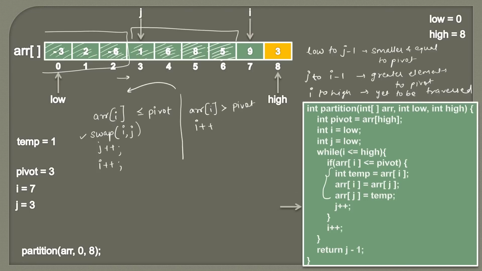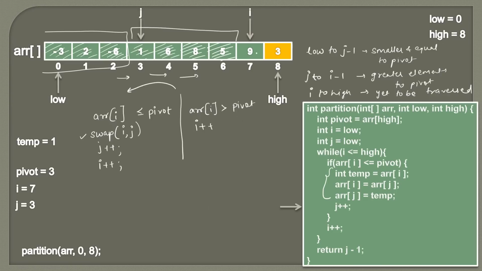So 1 came here and 9 came here. Here you can see when we encounter a value lesser than the pivot, we do this swap and put it at the starting range, and whatever range j is pointing to, from j to i minus 1, we have greater elements. So at j we have one greater element.